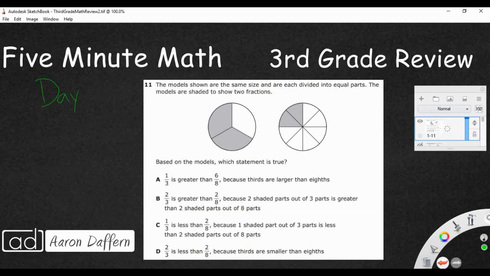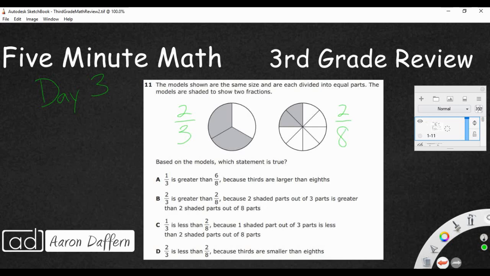And so we're looking at fractions. It shows two different fractions. They don't label the fractions for you, so we're going to need to do that. The first fraction on the left has 2 parts shaded out of 3 total parts, so that's 2/3. The other fraction on the right has 2 parts shaded as well, but it's got 1, 2, 3, 4, 5, 6, 7, 8 parts total.